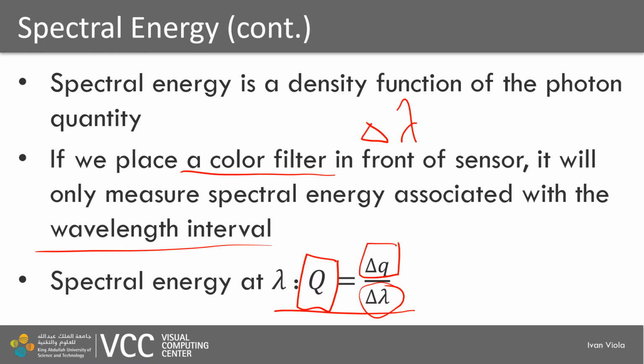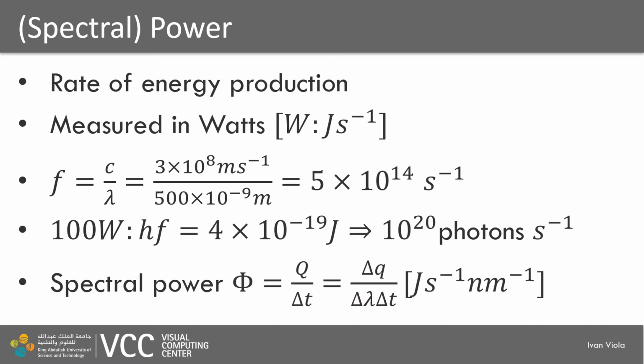If you remember from high school physics, when we talk about energy, we often also talk about power. Here we follow the notion of a spectral power, where we again have the spectral energy over a certain interval of wavelengths lambda. The spectral power will be measured in watts, which is joule per second. So we are introducing a quantity which defines the rate of energy production. That's the power as defined in physics.